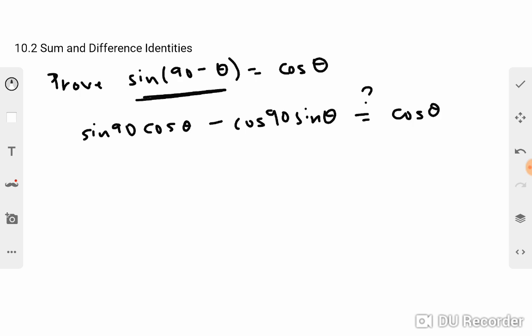Okay, so on the left side, we've got sine 90. Okay, you've got to remember your values or think of your graph. Sine 90 is equal to 1, and cosine 90 is equal to 0, because remember, cosine starts high and then goes down to -1. So at 90 sine is 1, and at 90 cosine is 0. So we get 1 times cosine is cosine, and we get -0 times sine is 0.